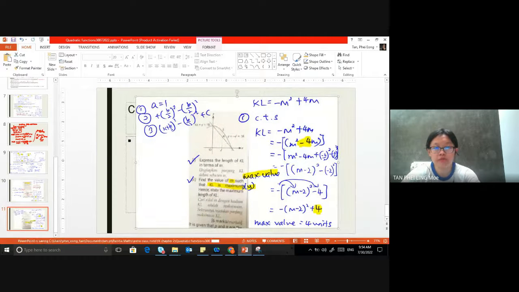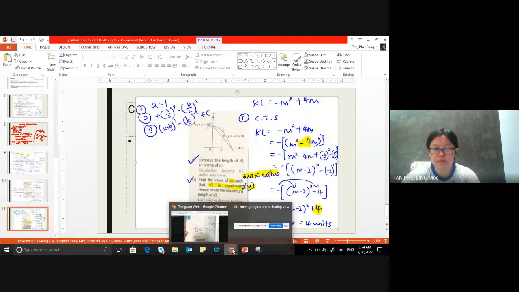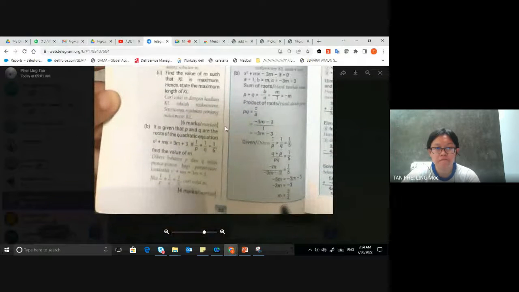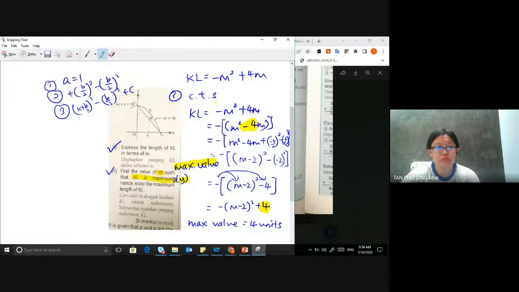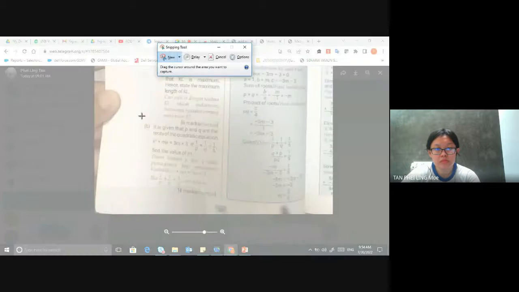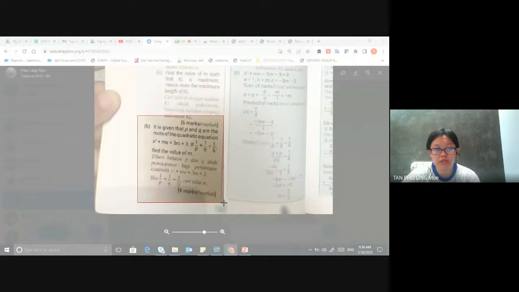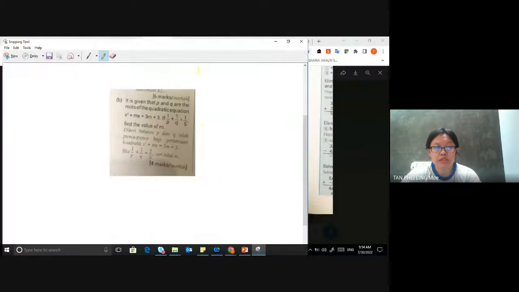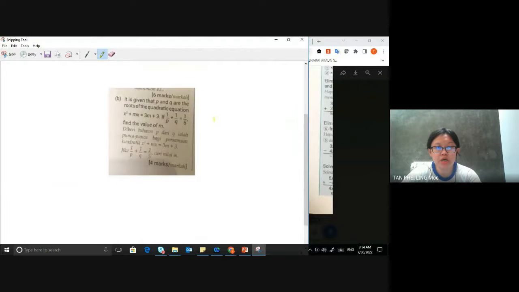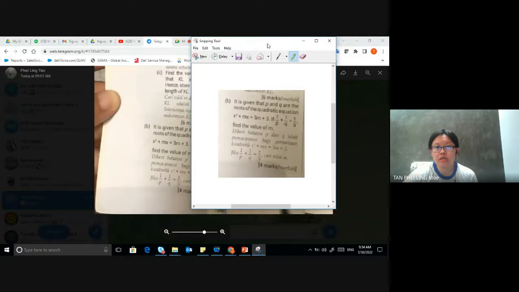Let's move on to the next one, which is the last part of this question. We will solve this together. It's given that P and Q are the roots of this quadratic equation. So this part B is another one, but it's still a completing the square part.